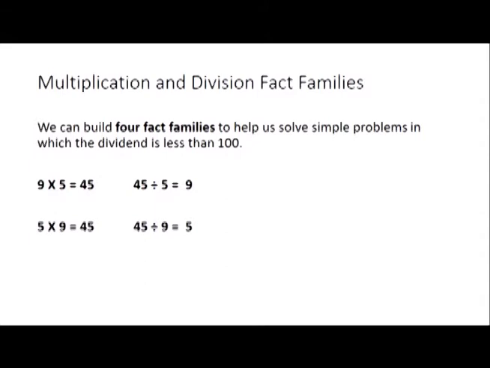45 divided by 5 gives me 9. 5 times 9 is 45. 45 divided by 9 is equal to 5. So I could use those facts to help me solve problems. So it's nice to build the fact families.